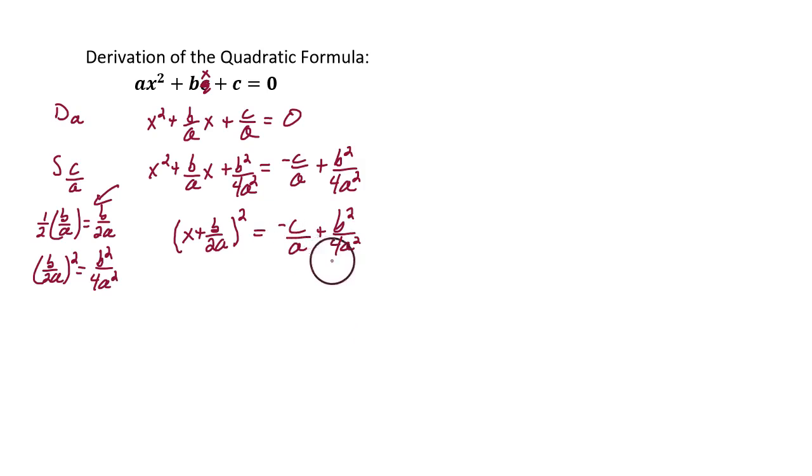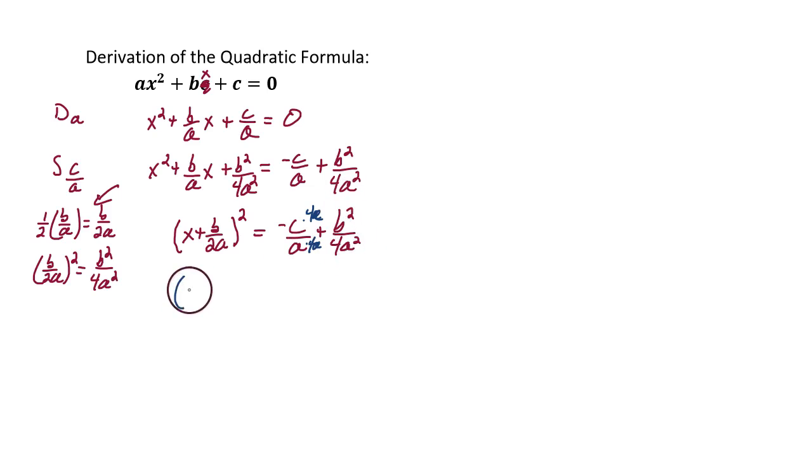Now take a look at the right-hand side. We have two fractions with adding in the middle. To actually add those together and create a single term, we need a common denominator. Let's multiply this by 4a and this by 4a. That way the fraction will have a common denominator of 4a squared and can be combined with this one over here.